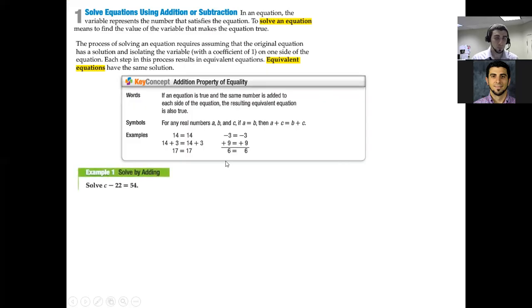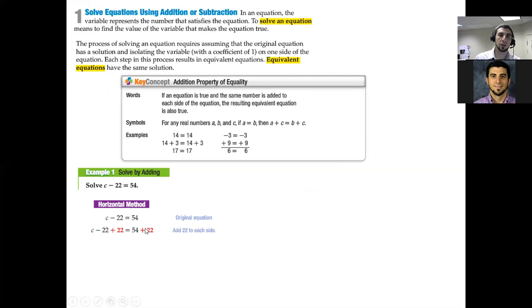So we can use this fact or this property to solve equations. So for example, if I have c minus 22 equals 54, you could think of that as what number minus 22 equals 54. Well, what we want to do is isolate the c on one side and get everything else on the other side. So we want to, in effect, get rid of the minus 22. How do you get rid of subtraction by 22? Well, you're going to want to add 22 to both sides.